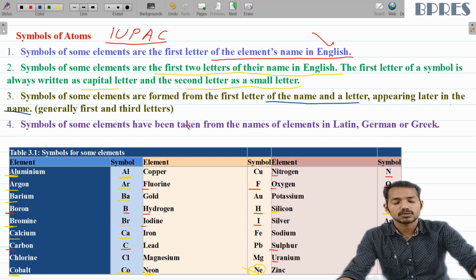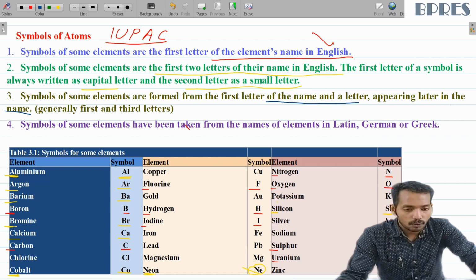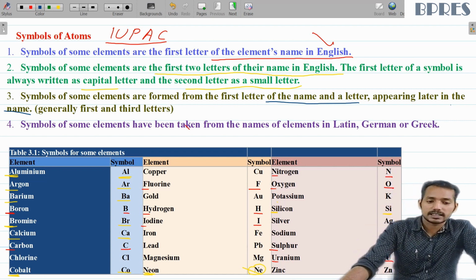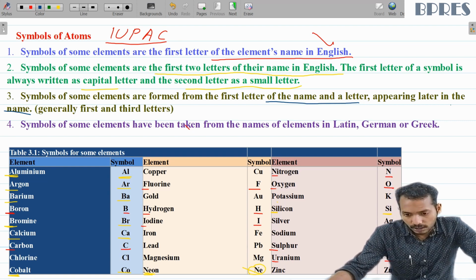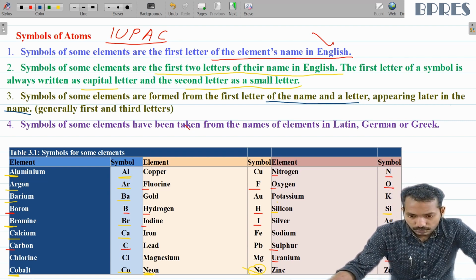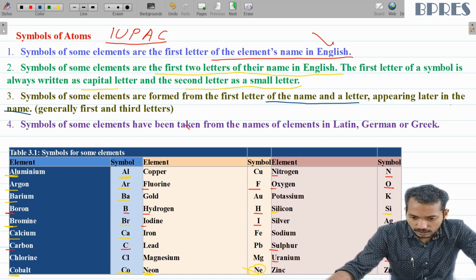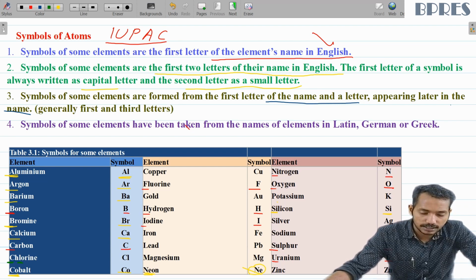Letter in the name. What does it mean? In case of vowels, it comes after the second letter. For example, you can see here chlorine, especially not necessarily always vowels, in case of all the elements. In case of chlorine, after C, the next appearing letter is L. H is not appearing. Because of that, we are taking it like that, Cl.